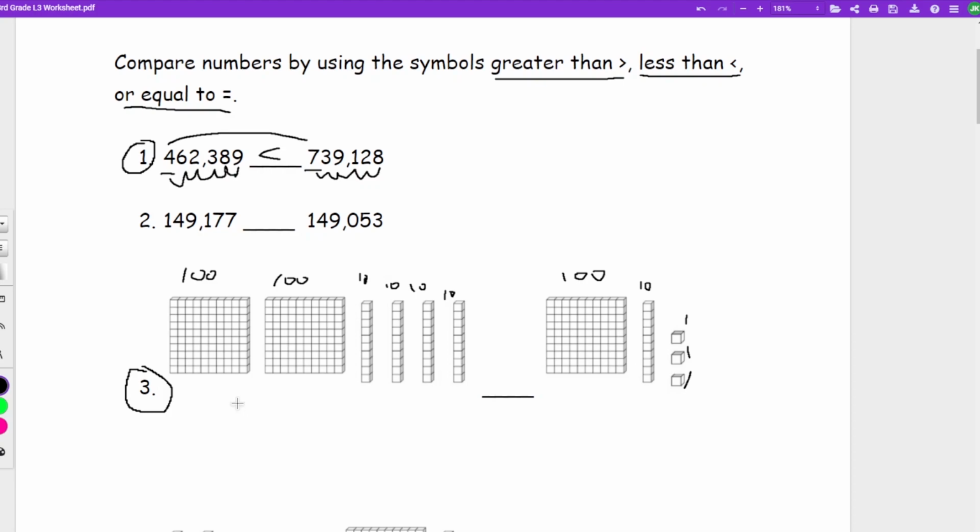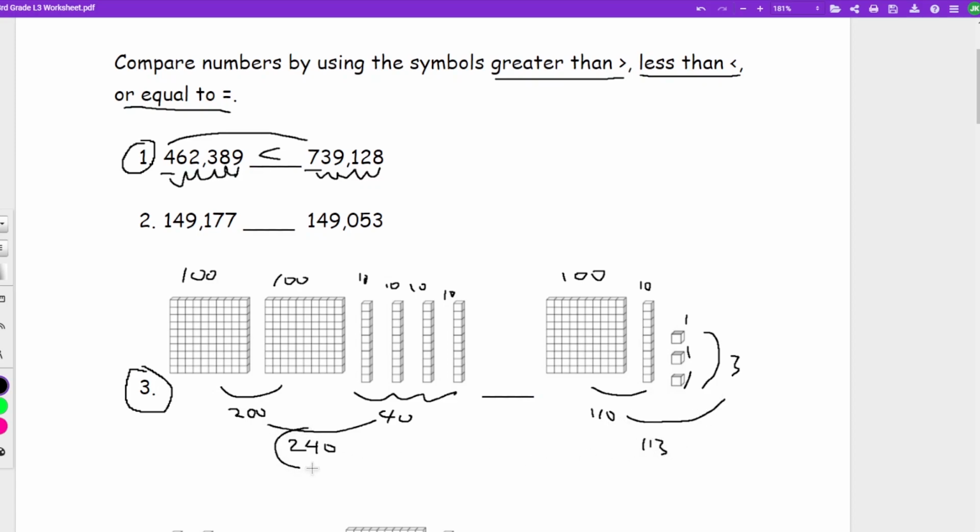So my strategy is I'm going to add them all up. 100 plus 100, that's 200. 10 plus 10 plus 10 plus 10, that's 40. Add these two, you get 240. Okay, we have 100 here and 10 here. I'm going to add these, I'm going to get 110. And if I add all of these, I'm going to get 3. Add 110 and 3, and you get 113.